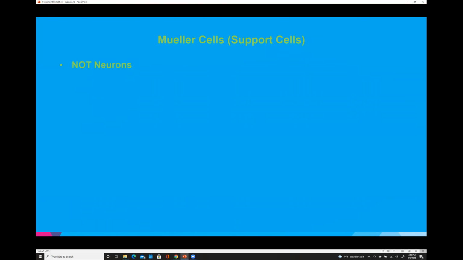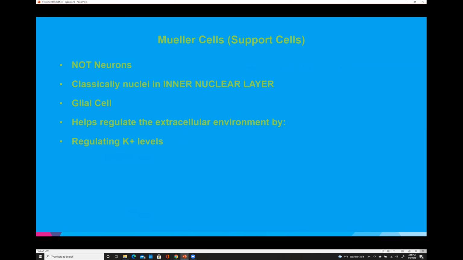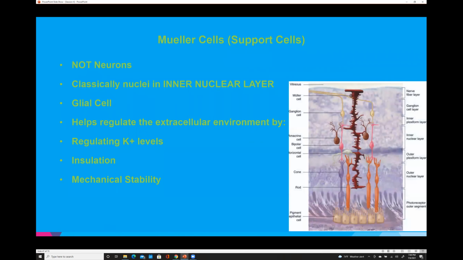They're support cells. They're not neurons. I'm going to just say it again. They're not neurons, okay? Classically, their nuclei are, where would you guess it? The internuclear layer. But you already know, right? And they're a glial cell, so they're not neurons. They help regulate the extracellular environment. So I like to think of the Mueller cell, I don't know if this is insulting or totally not, but they're like the water boy and they give Gatorade. That's what I always say, because they regulate K levels. So they hand Gatorade to the team, with the electrolytes and stuff. They regulate K levels, they insulate, they give the guys a towel to wipe them off and stuff, right? Insulation, right? The mechanical stability, they give them a chair to sit down on, right? They're that guy, right?